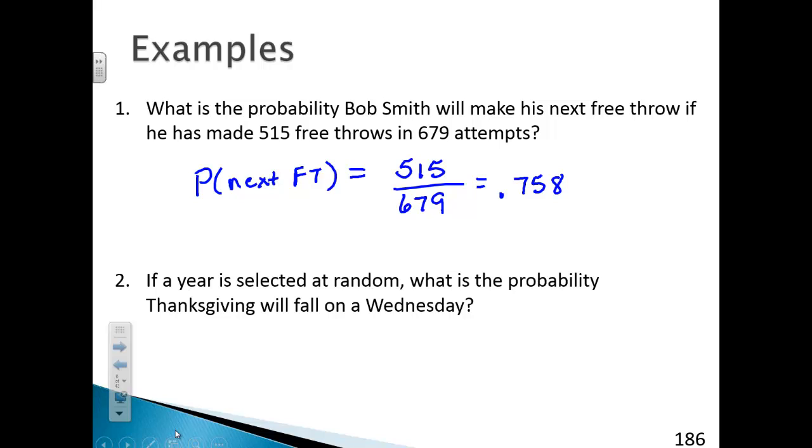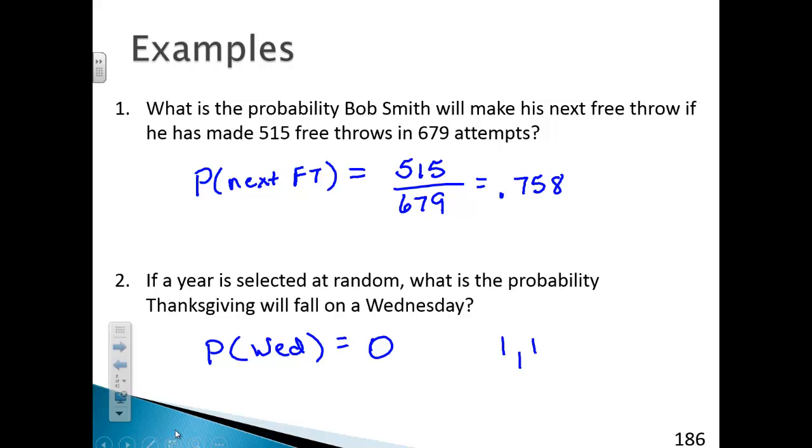Alright, if a year is selected at random, what is the probability Thanksgiving will fall on a Wednesday? I hope you didn't think about this one too hard. I'm just going to say probability of Wednesday, because Thanksgiving is always on a Thursday. So the probability that Thanksgiving will fall on a Wednesday is 0.